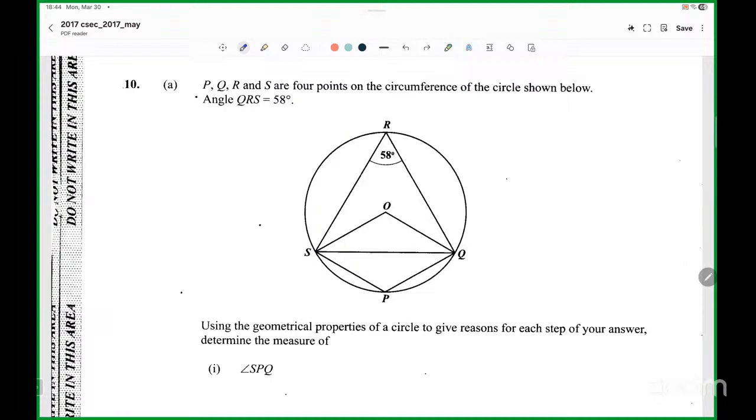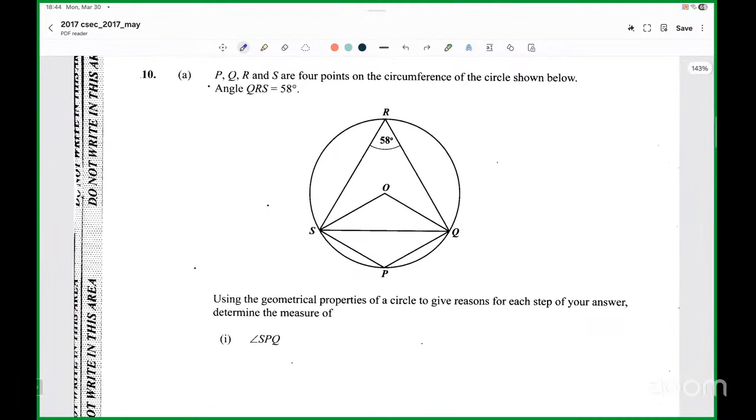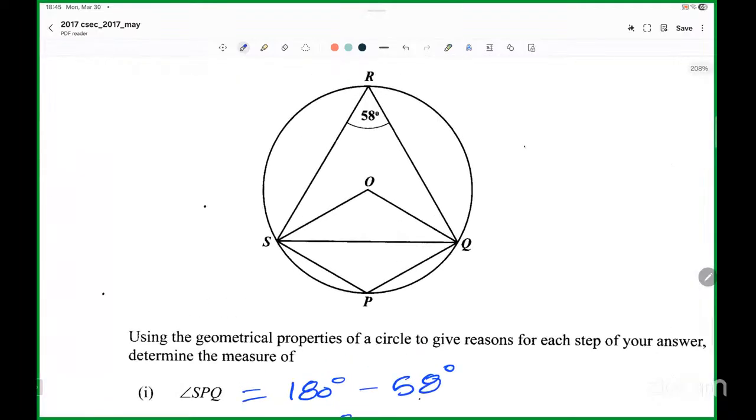It says, using geometric properties of a circle to give reasons for each step in the answer, determine the measure of angle SPQ. Where is that now? SPQ is right here. So you must recognize that that's a cyclic quadrilateral, right? See that? The opposite angles are supplementary. Remember that? So the angle down here is 180 minus 58. So this angle becomes 180 degrees minus 58 degrees. How much is that? 122? So this angle down here is 122 degrees.